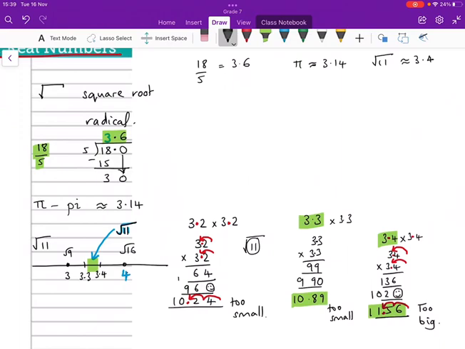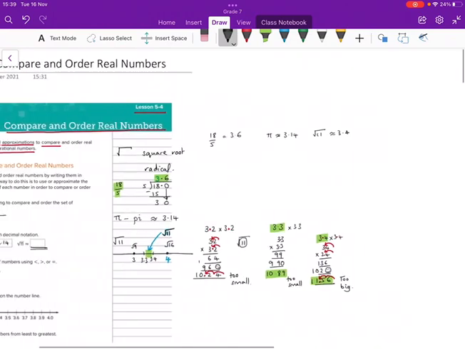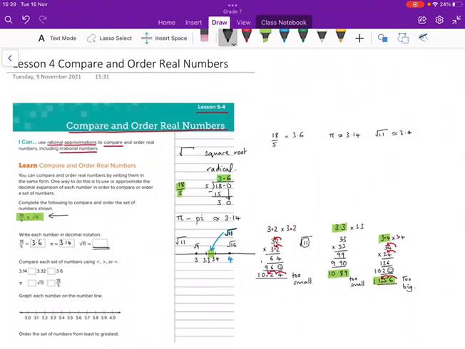And now if I need to order this, as the question asked us to do, order them. The way they ask you to order, we're going to put the symbols in for less than or greater than. We're going to use the symbols that they've given us. And so now we can say that pi, which is 3.14, is less than root 11, which is less than 3.6. So we've got pi being the smallest, which is 3.14.